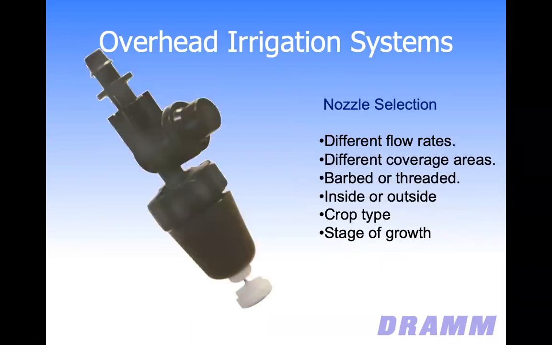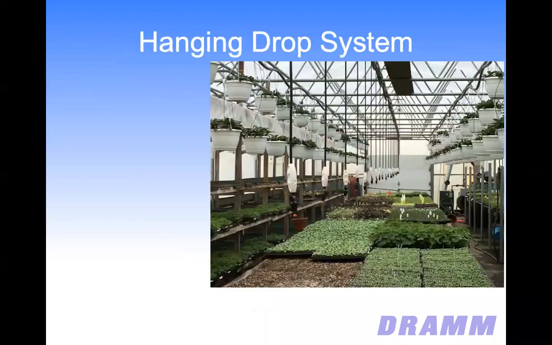Current irrigation systems, there are a lot of choices. Nozzle selection is done on flow rate, coverage, whether or not we're using polyethylene tubing or we're going into PVC or metal, or we're working inside or outside. That might affect the droplet size that we must use for any wind that you might have in the area, or whether you're inside, you're not worried about that. The crop type and the stage of growth. This is all coming into play when we're trying to choose a nozzle for an automated system.